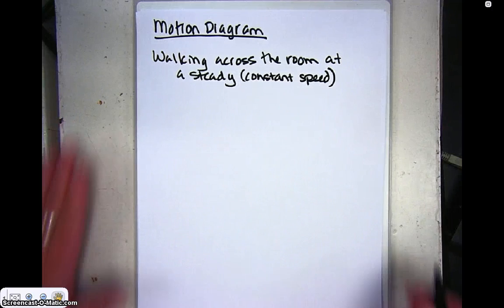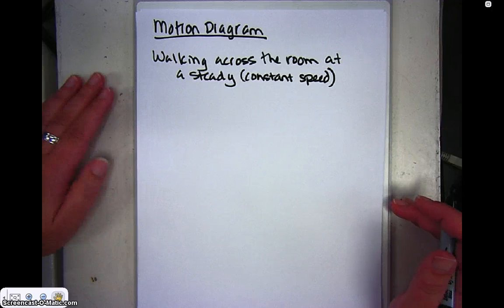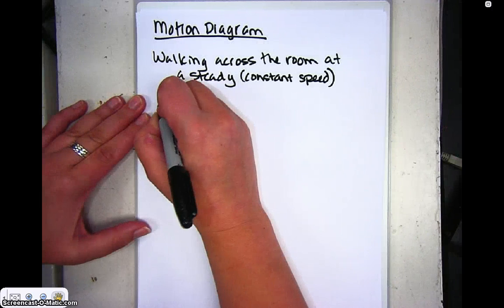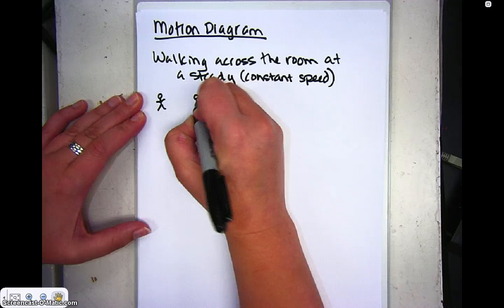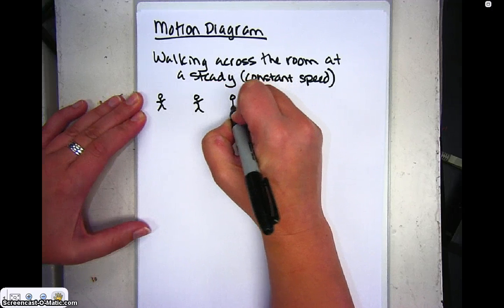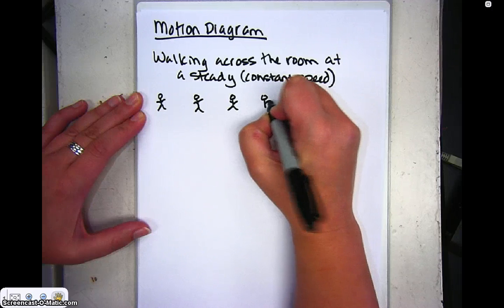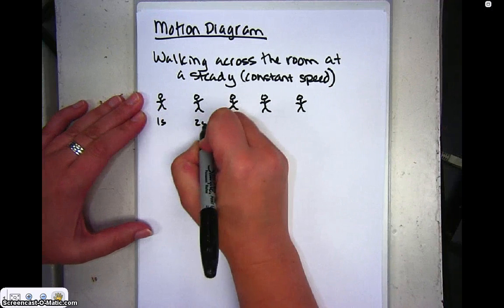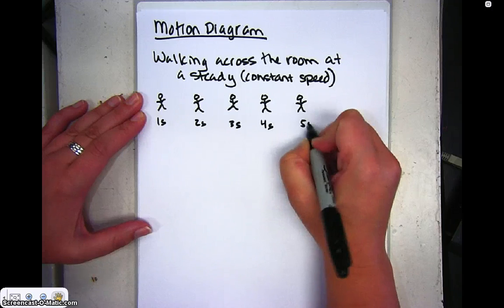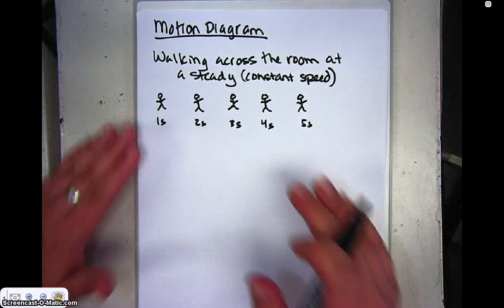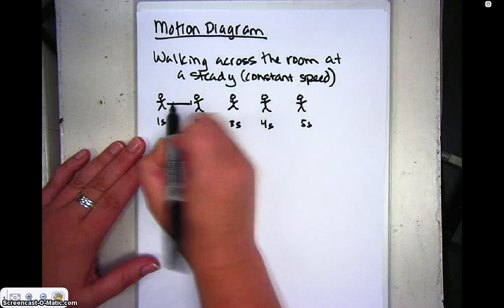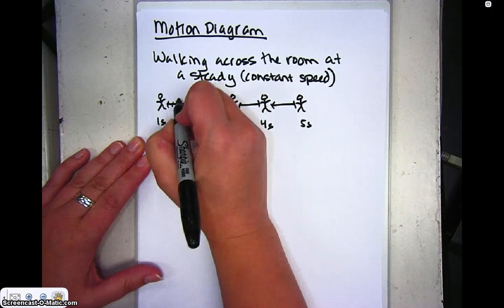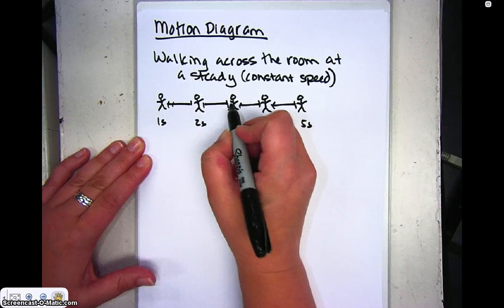Okay, so if I was going to draw a motion diagram and I observed someone walking at a steady speed, I would draw an image of that person at every time interval, so like every second. And it would look something like this. So this would be 1 second, 2 seconds, 3 seconds, 4 seconds, 5 seconds. And you can see that for every single time interval, the distance that is covered is essentially the same, as well as I can draw it. So this change in position is equal to this change in position, this change in position, and this change in position.